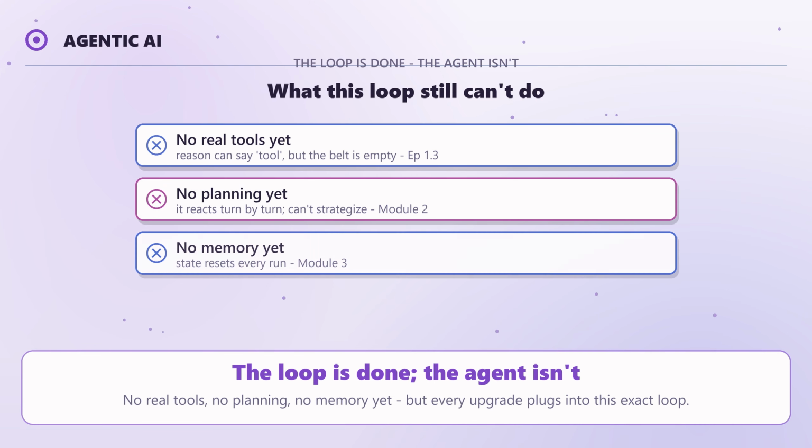Now, the loop is done, but the agent isn't finished, and it's worth being clear about what's still missing. There are no real tools yet. Reason can say tool, but the tool belt is empty. We fill it in episode 1.3. There's no planning yet. It reacts turn by turn. That's module 2. And there's no memory yet. The state resets every run. That's module 3. But the skeleton is real, and every one of those upgrades plugs straight into this exact loop.